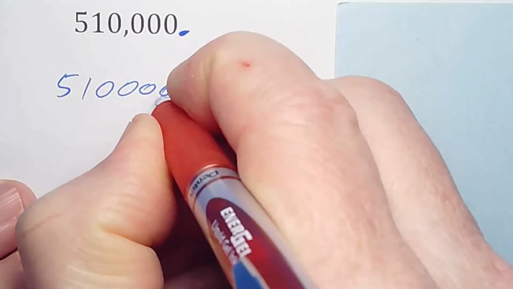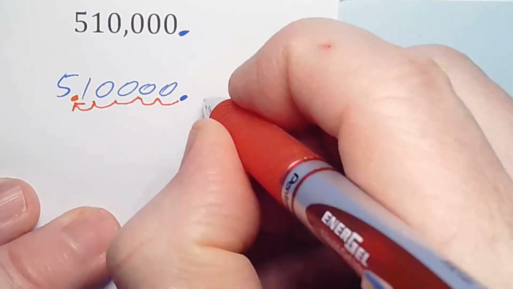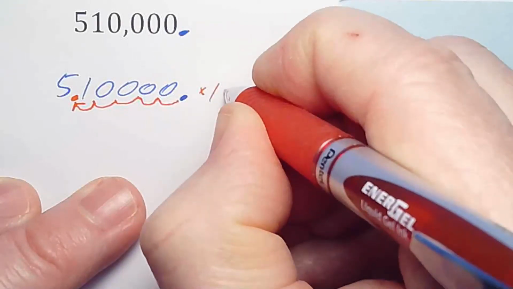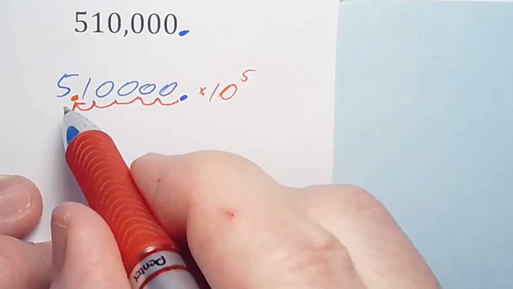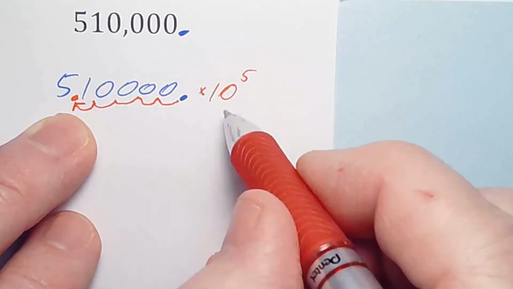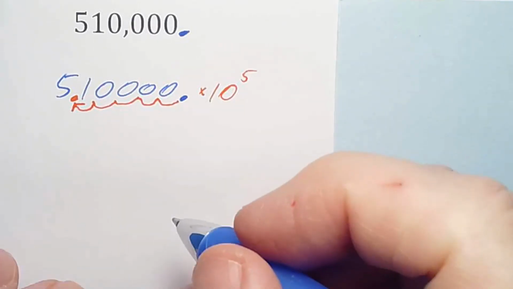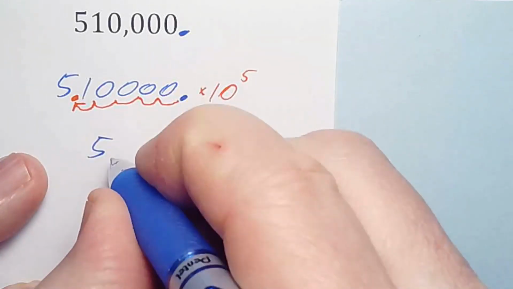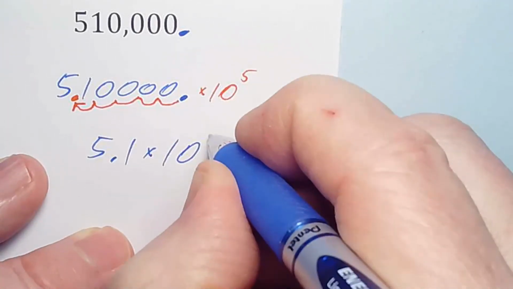Ready? Okay, I go 1, 2, 3, 4, 5. Okay, that's what it's going to look like. But I moved it over 5, so to compensate for that, so that it's still the same value, I've got times 10 to the 5th, right? I moved it over 5, made it 5 factors of 10. So this has to be times 10 to the 5th. And again, now let's rewrite it so it's neat and tidy. I've got 5.1 times 10 to the 5th.